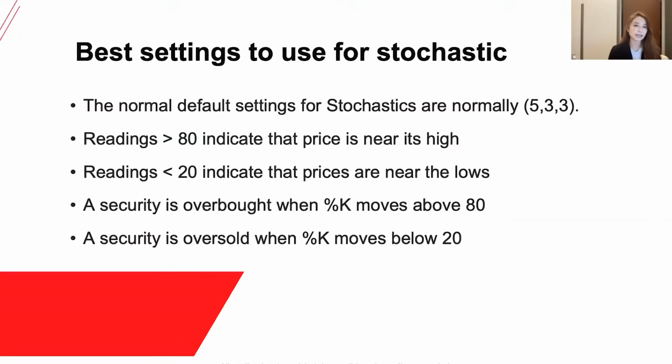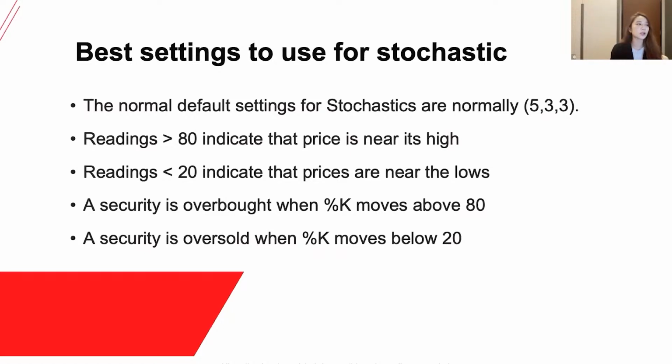The best settings, or rather the default normal settings for stochastics, are normally 5,3,3. You'll see that these numbers appear in the settings of the stochastics indicator when you are using any trading chart website or trading chart app. Readings of more than 80 will indicate the price is near its high, and readings that are above 20.